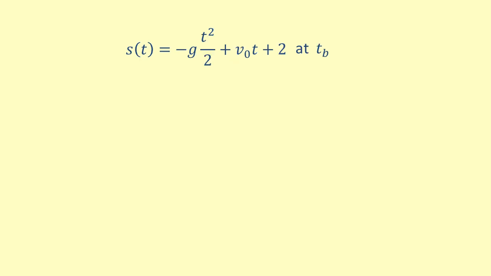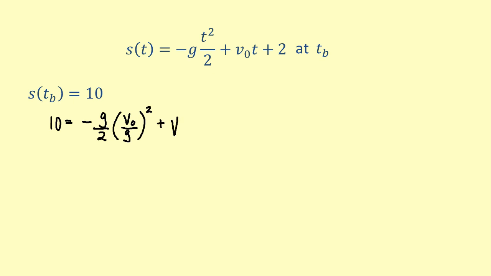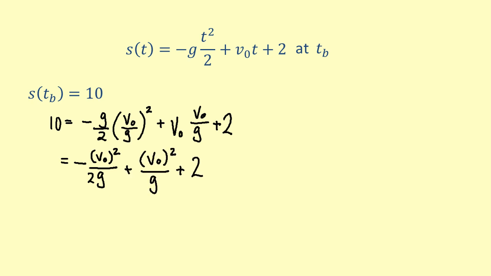We started with a ball at a height of 2 meters and threw it toward a hoop that is 10 meters high, and it has taken t sub b seconds to get there. Now we want to find the position function when s of t sub b equals 10. The position function when s of t sub b equals 10 is negative g over 2 times the quantity v sub 0 over g squared plus v sub 0 times v sub 0 over g plus 2. Simplifying, this equals negative v sub 0 squared over 2g plus v sub 0 squared over g plus 2.